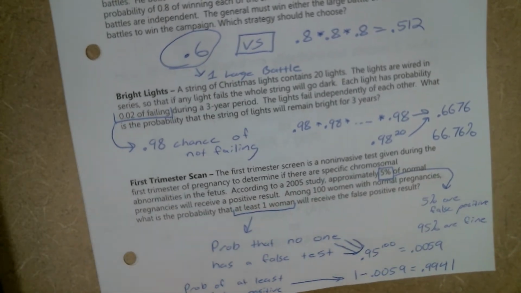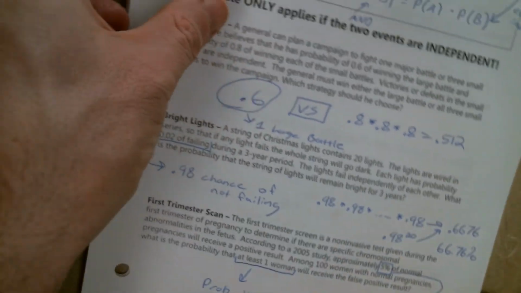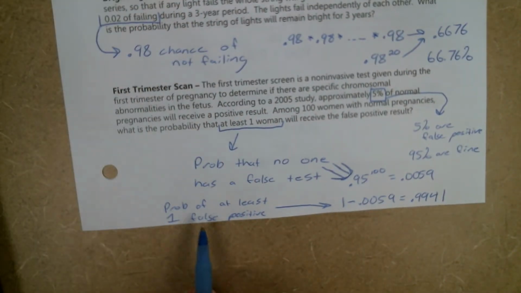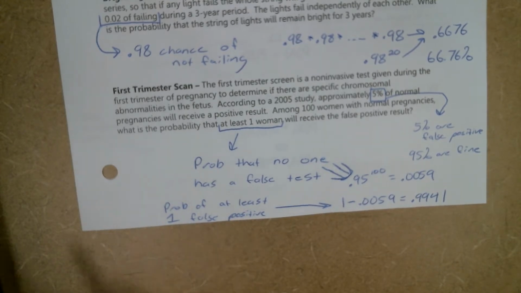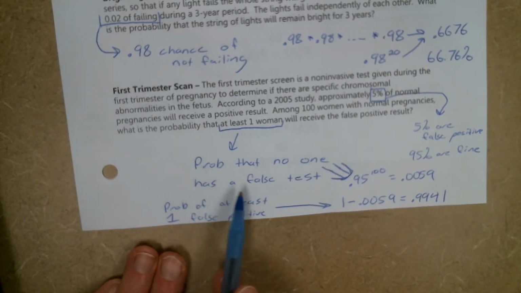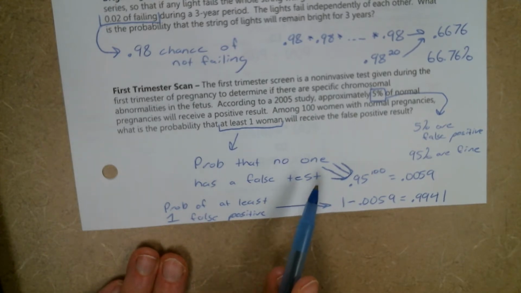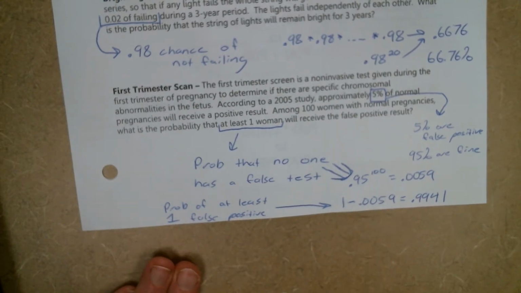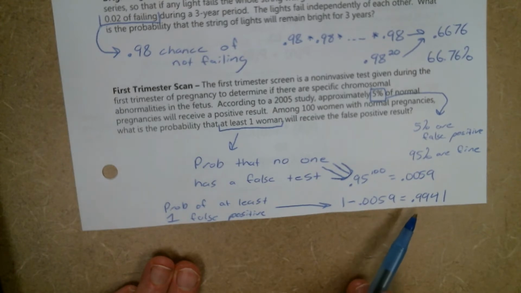All right, and again, the complements make this a much more manageable problem, because otherwise we'd have to find the probability of one false positive, add it to the probability of two false positives, add it to the probability of three false positives, add it to the probability of four false positives, all the way up to the probability of 100 false positives. And we'd have to add those all together. It's much quicker to say, all right, what's the probability that nobody has a false test? And then just flip that around using the complement to arrive at our answer here.